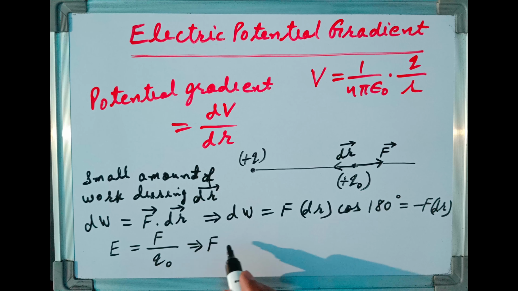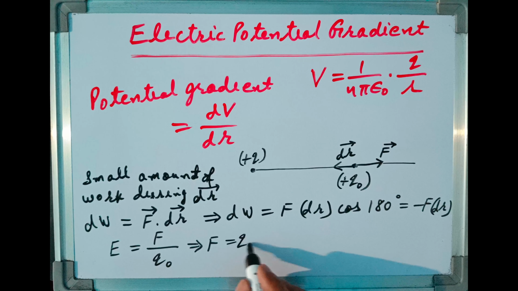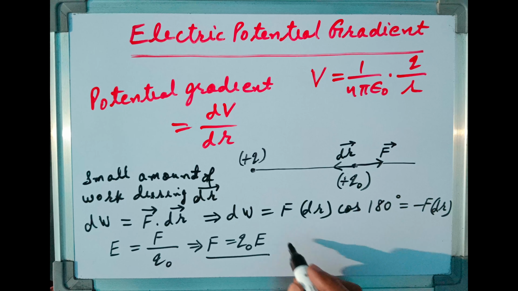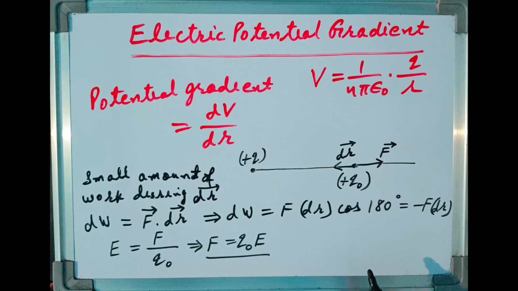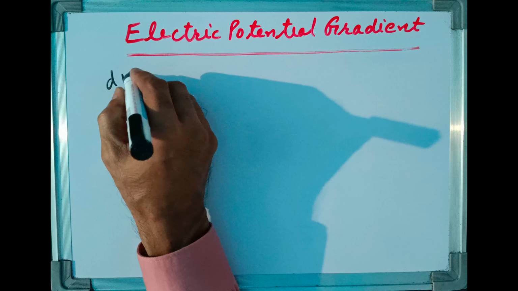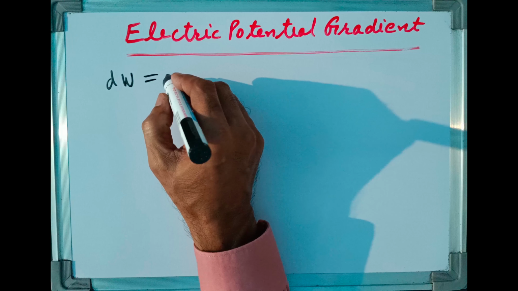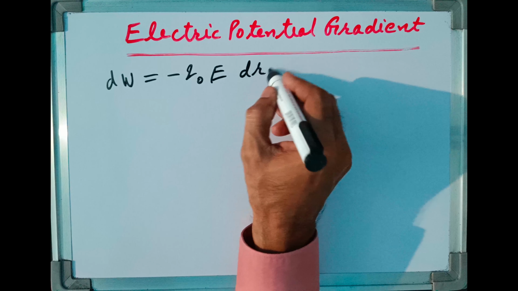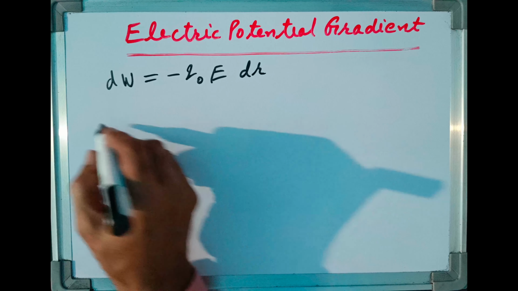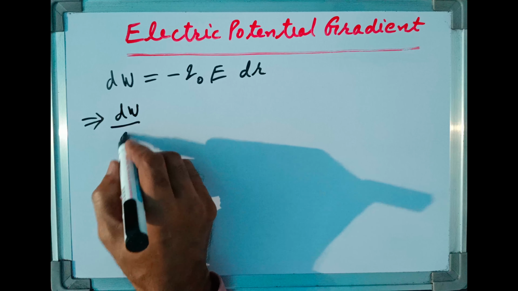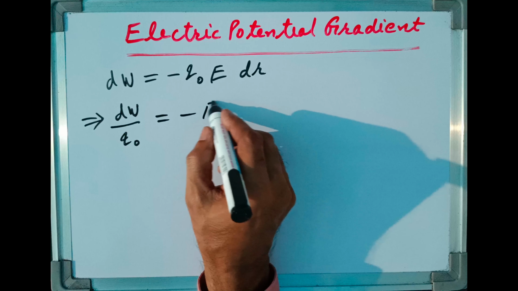So I can write F is equal to q naught E. By putting this value of force in the expression for the small amount of work done, we can find potential gradient. So the previous equation for work can be written as dw equal to minus q naught E into dr. If I take q naught to the left hand side, I get dw upon q naught is equal to minus E into dr.